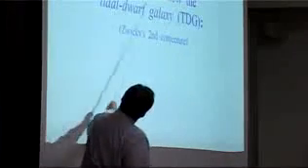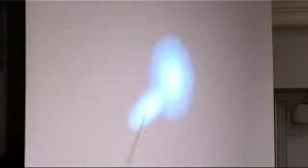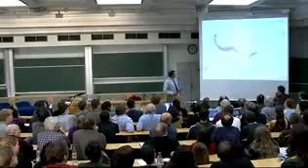Let's consider now the tidal dwarf galaxies. Zwicky's second conjecture: tidal dwarf galaxies form when disk galaxies interact. These are disk galaxies with gas. You can see that as they collide, matter is thrown out, and you can see these objects which form. And these are the tidal dwarf galaxies. They are small dwarf galaxies. This is observed to occur.